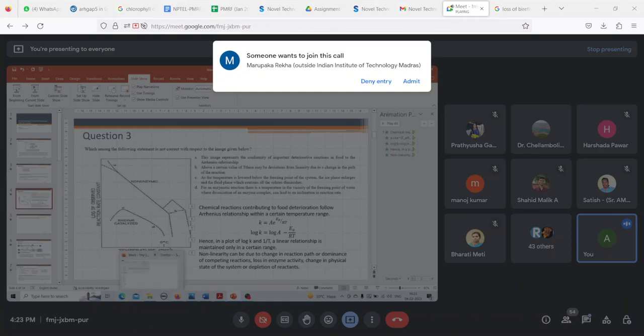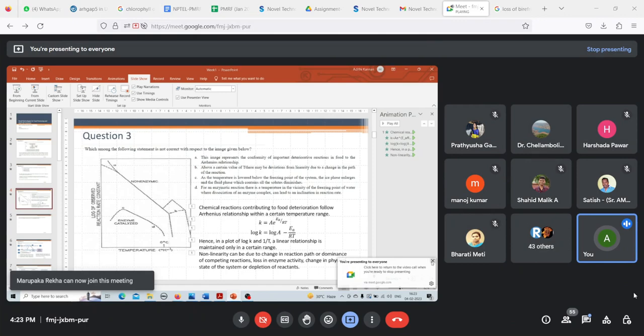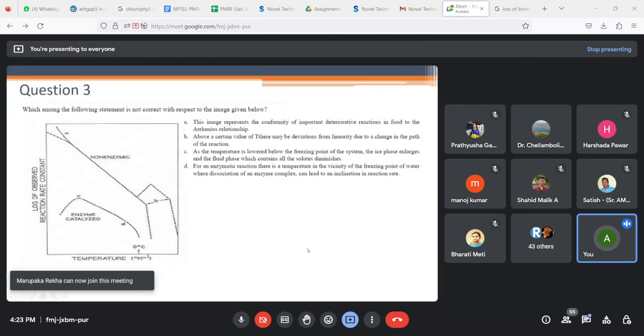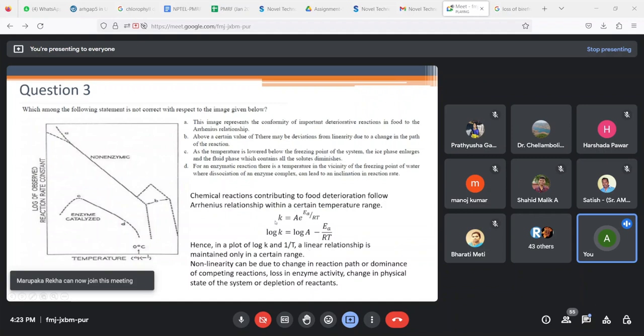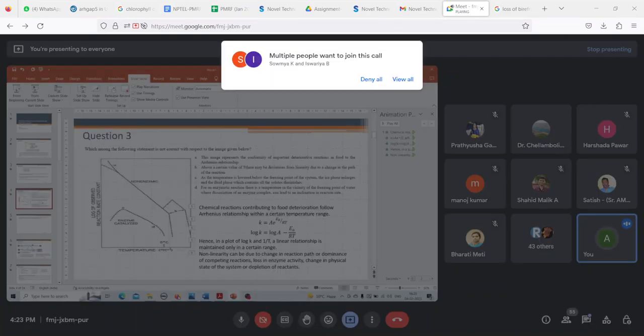Any chemical reaction rate is generally known to follow this Arrhenius equation. So how do you find out the activation energy? If you take a logarithm on both the LHS and the RHS, log K is equal to log A minus EA by RT. Sorry, there's a negative sign here which I forgot. So if you plot a graph between log K and 1 by T, minus EA by R will be your slope and log A will be your constant. So this is actually y equal to mx plus c, which is a linear equation.